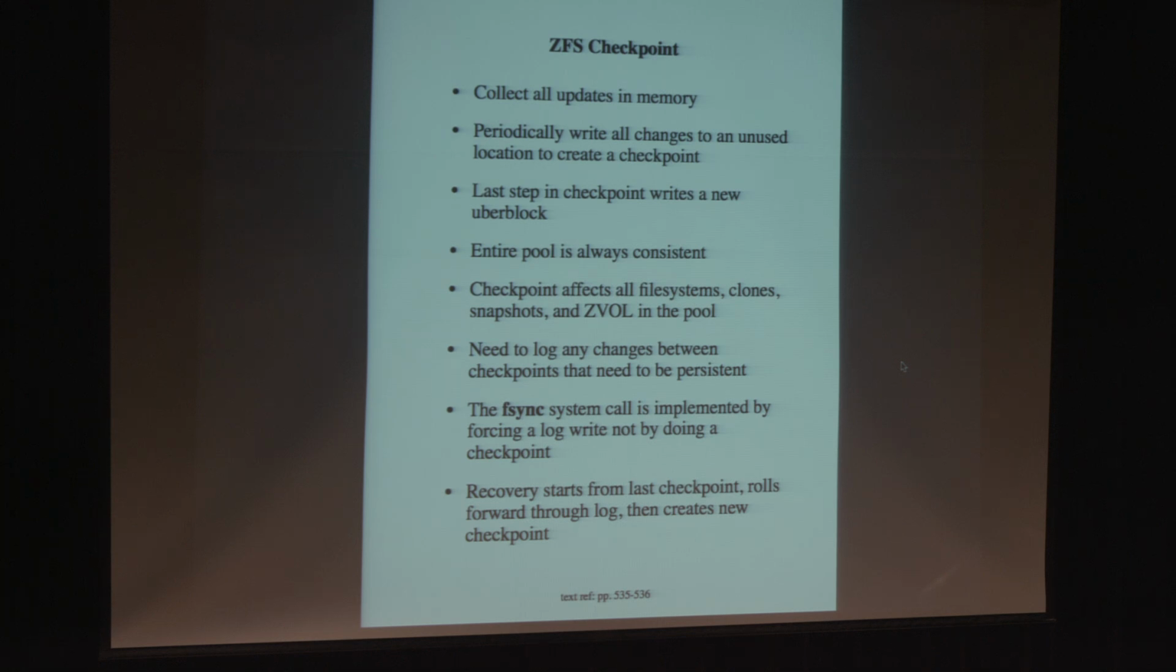So, next up, how do we go about making a checkpoint? We are going to collect all of the updates in memory. So as writes occur, we're just accumulating them in memory. And then periodically, we need to say, all right, it's time to do a checkpoint. And so we take all of that in-core state that's changed and write it somewhere. And once we've got it all completely written, the very last step is to update the uber block. So the uber block is the only thing that ever gets overwritten.